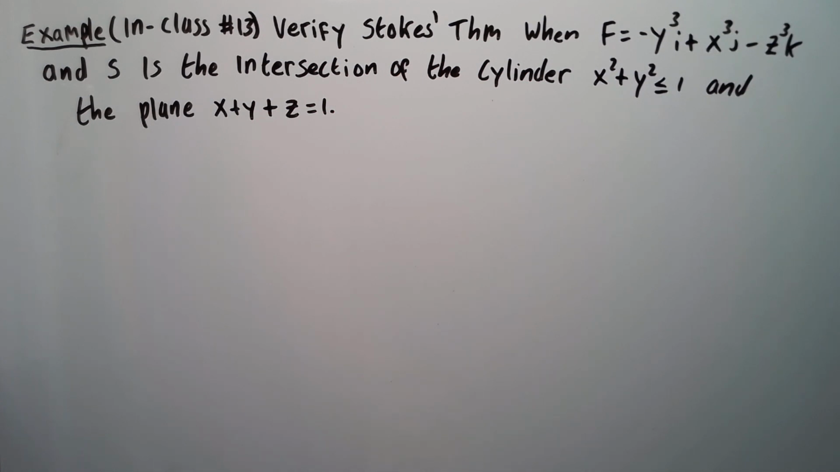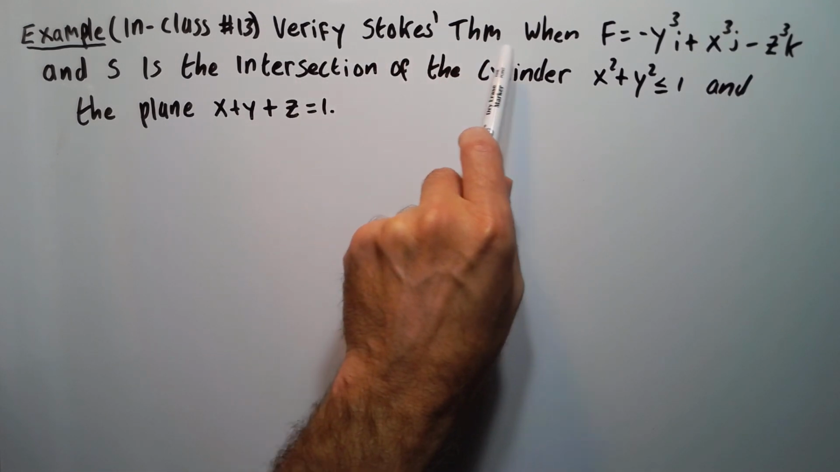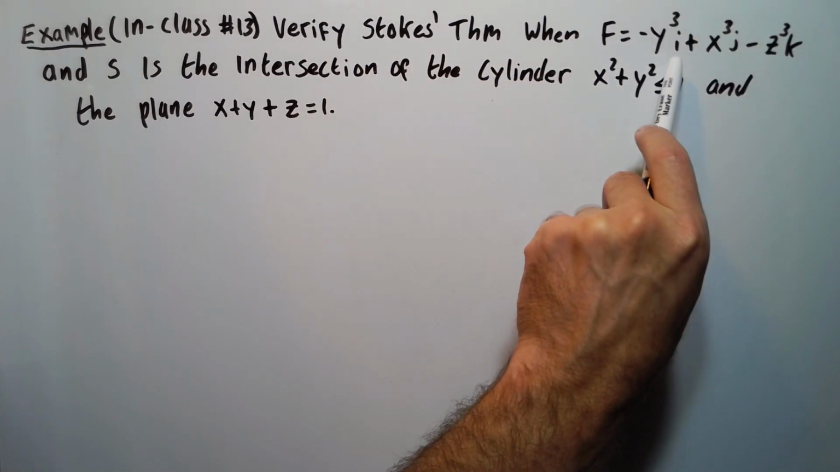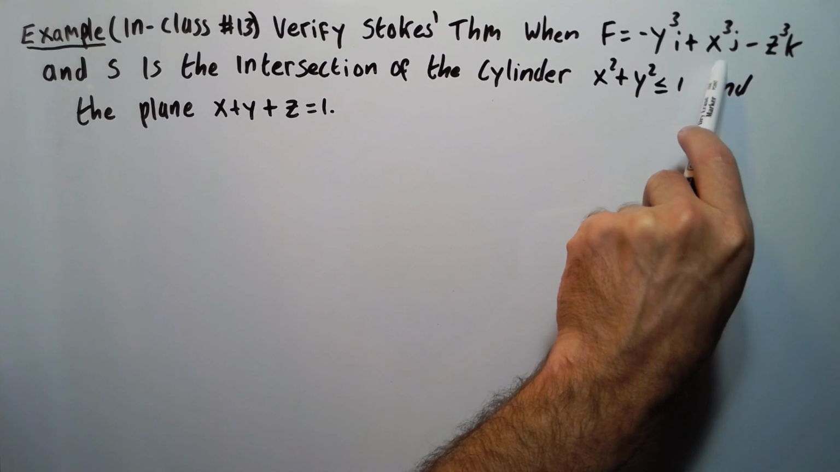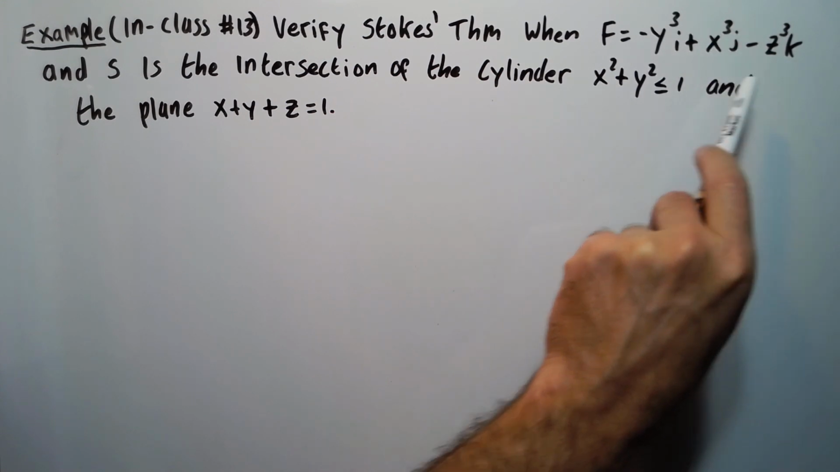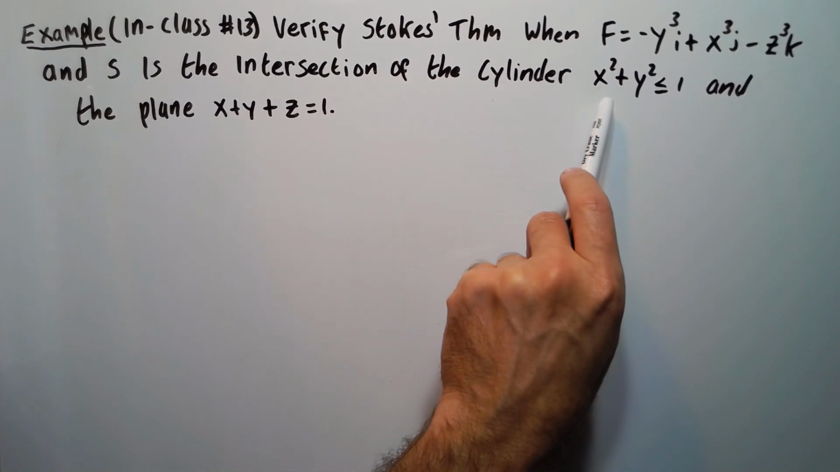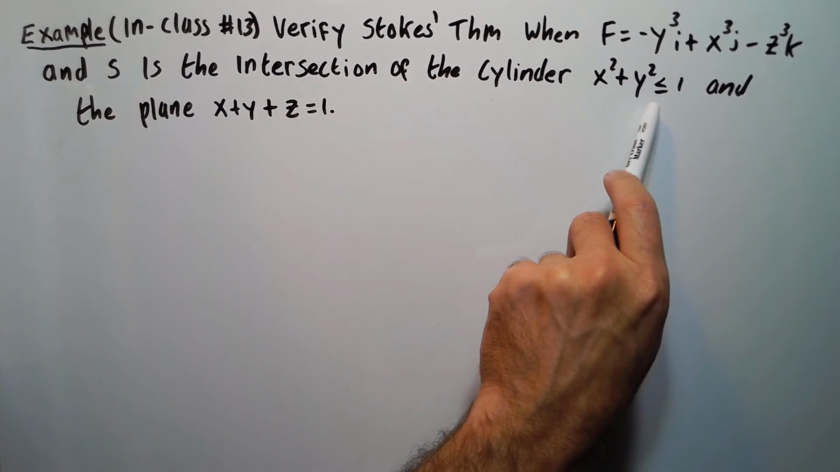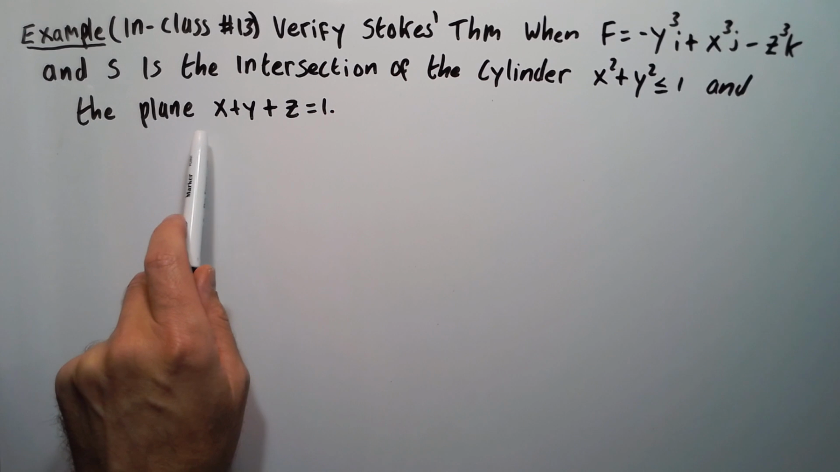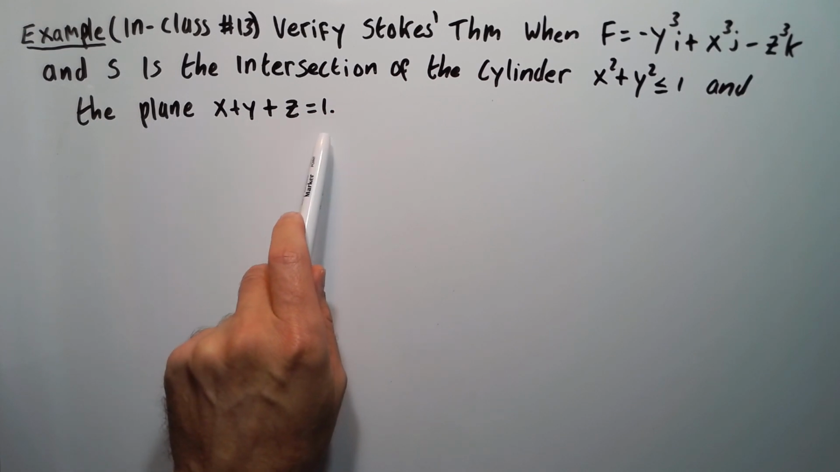Okay, so let's do class 13. It says verify Stokes' theorem when F equals negative y cubed i plus x cubed j minus z cubed k, and S is the intersection of the cylinder x squared plus y squared less than or equal to 1 and the plane x plus y plus z equals 1.